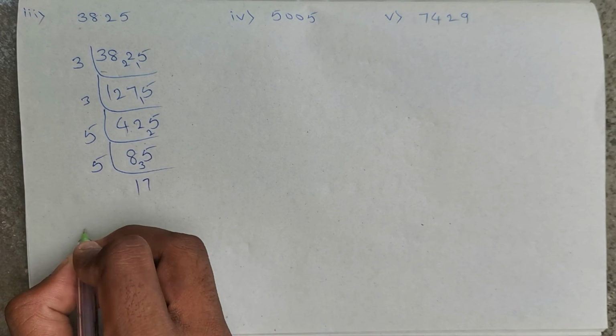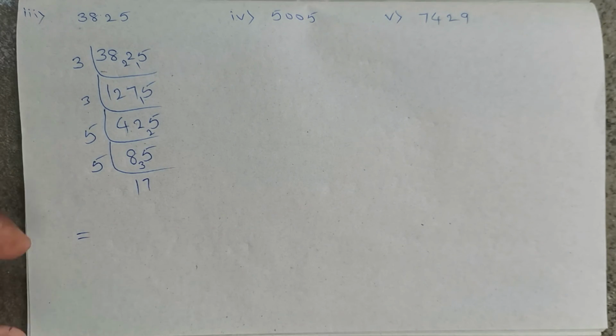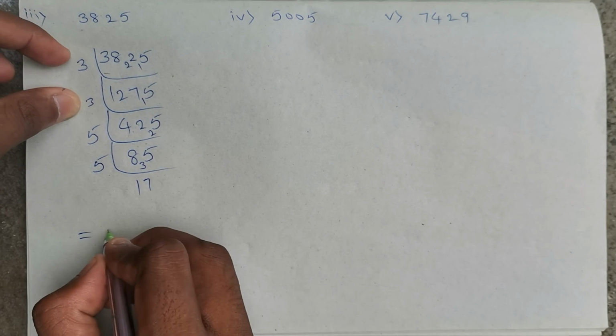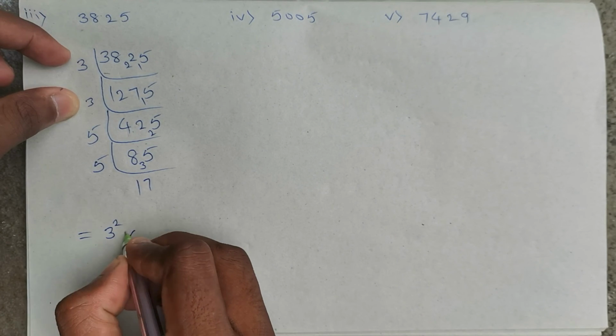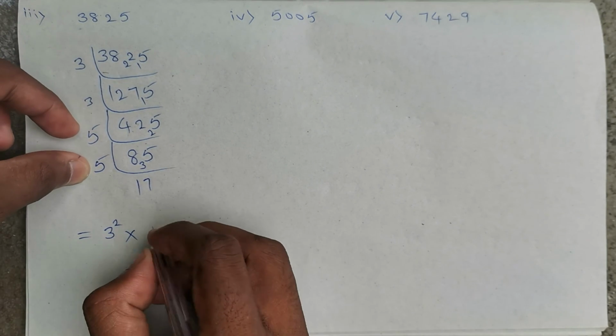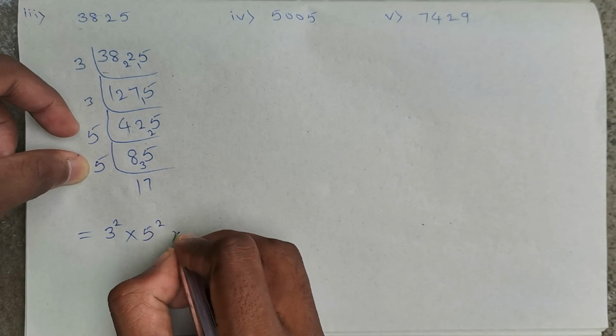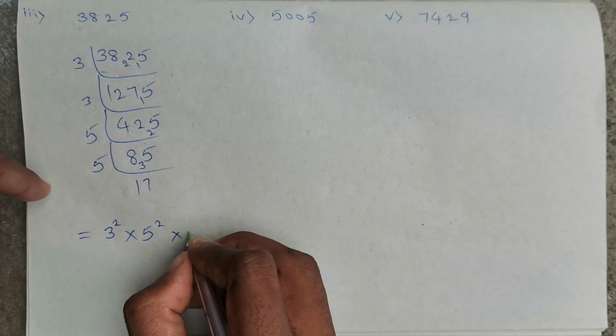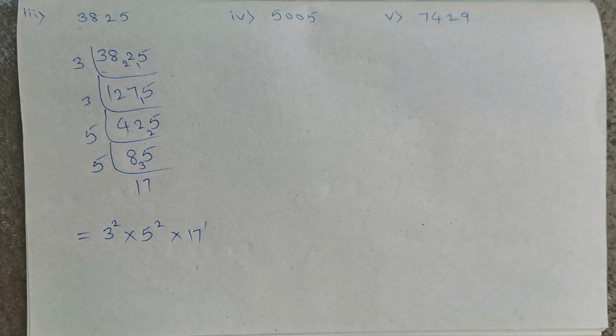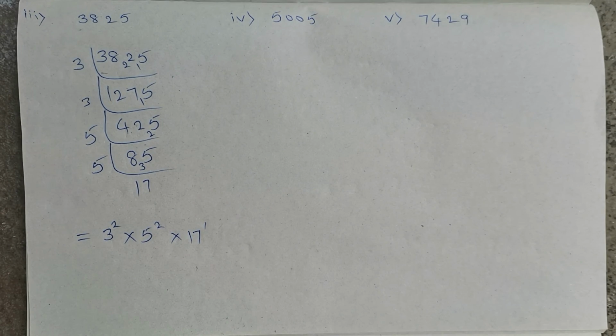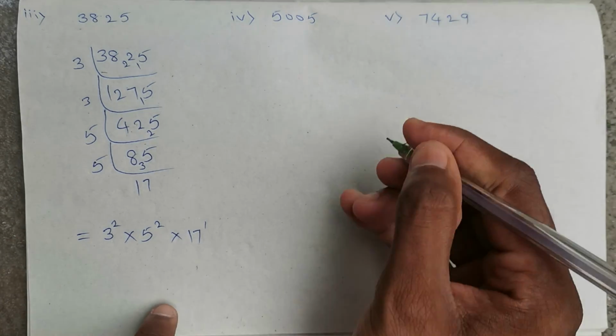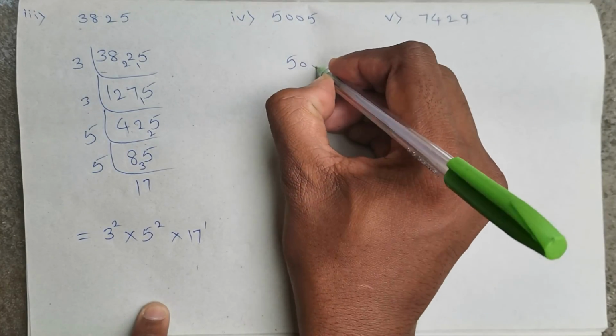So now 3825 is equal to 3 is there 2 times, so 3 power 2, into 5 2 times, so 5 power 2, into 17 only once, so 17 power 1. So 3825 is equal to 3 square into 5 square into 17. Okay, next question is 5005.